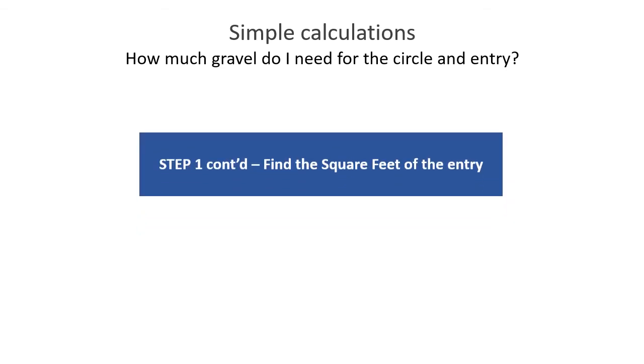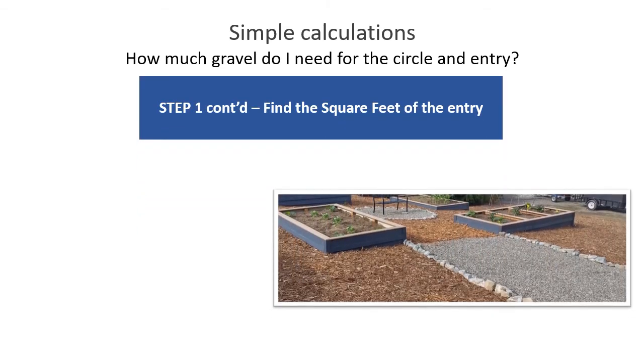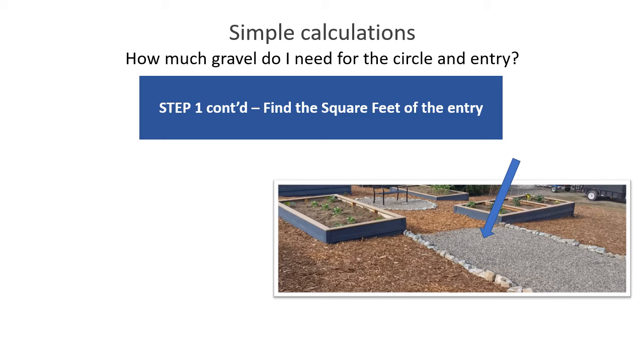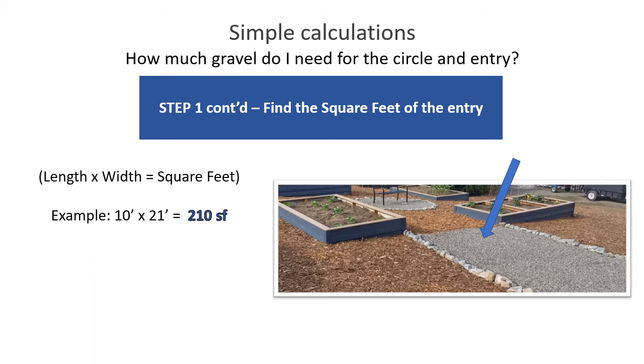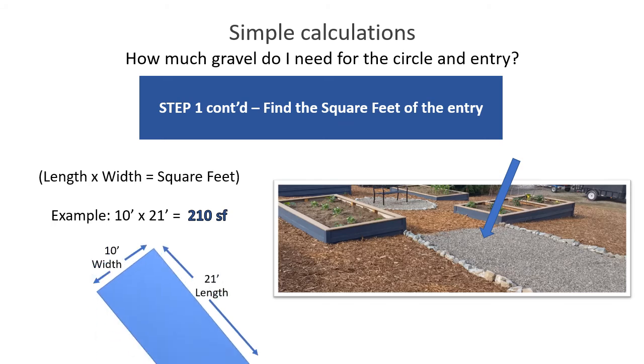The entry area is much easier. It is basically a rectangle shape. Length times width equals square feet. Our example is 10 feet by 21 feet, and we get 210 square feet.